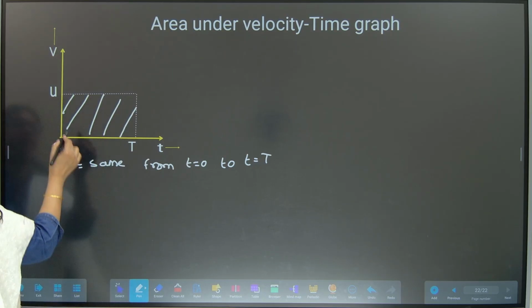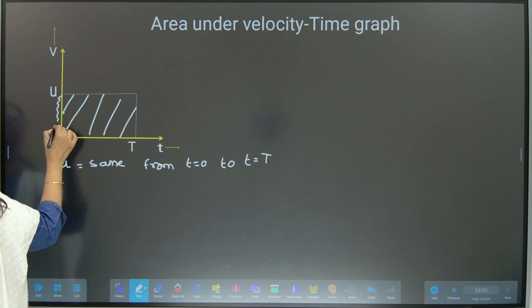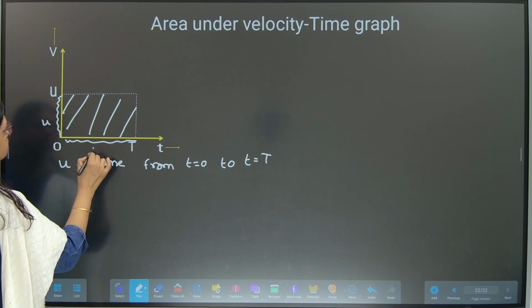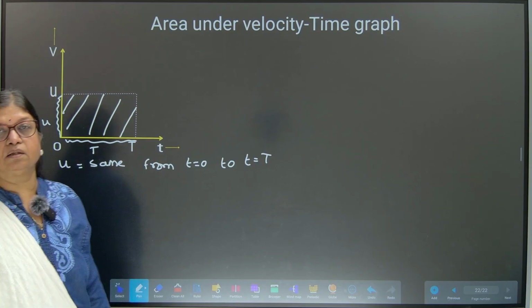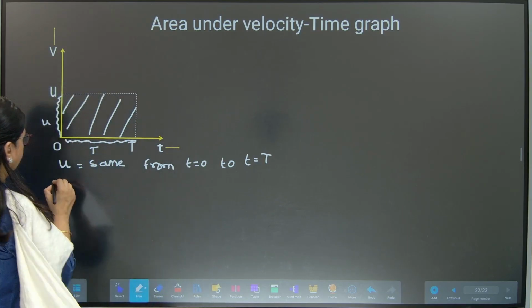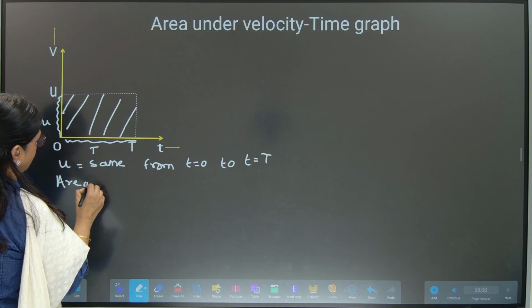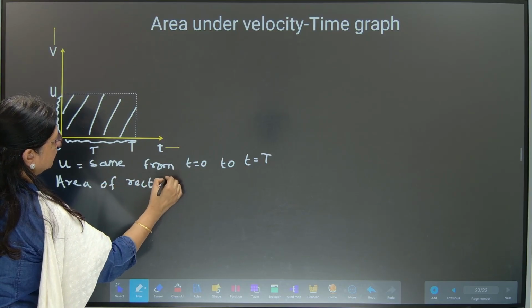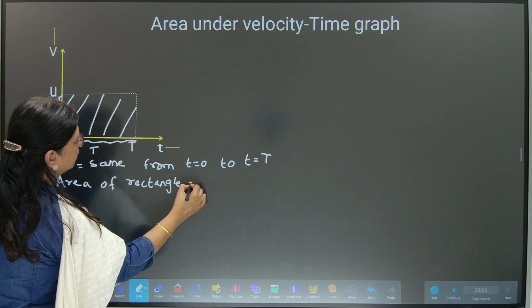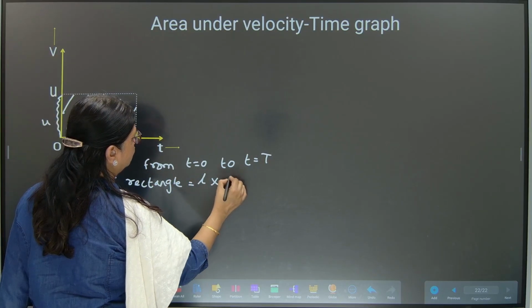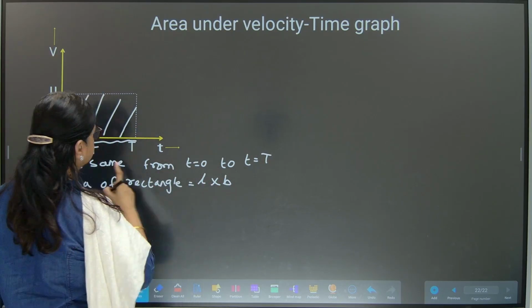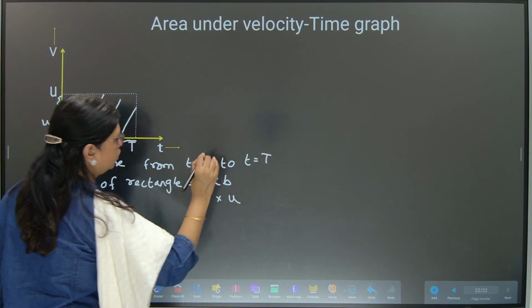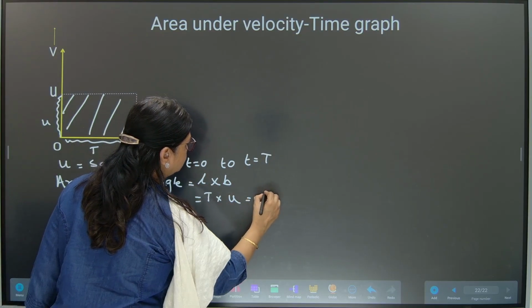So, what is the value of this area? This much is u and this much is t. What is the formula of area of a rectangle? It will be length into breadth. What is the length? t. What is the breadth? u. So my answer is ut.